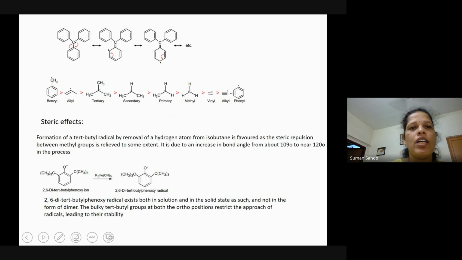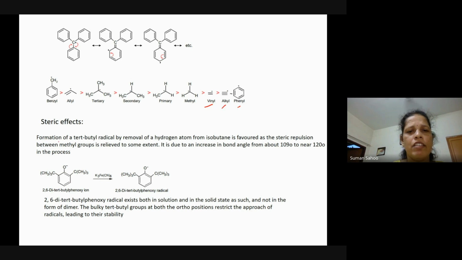Okay, if you have two more phenyl rings attached to it, like in our benzyl radical you were having three or four resonating structures, when you have another two phenyl rings, then your contributing structures increase. That means its stability increases. So you just see that benzyl radical is more stable as compared to allyl, as compared to tertiary, secondary, primary, methyl, then comes vinyl, alkyl, and phenyl. So it is of the same order as in the case of carbocation intermediate stability.